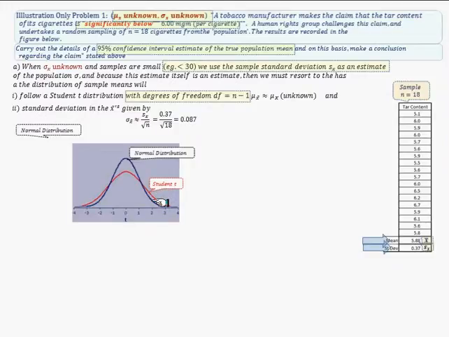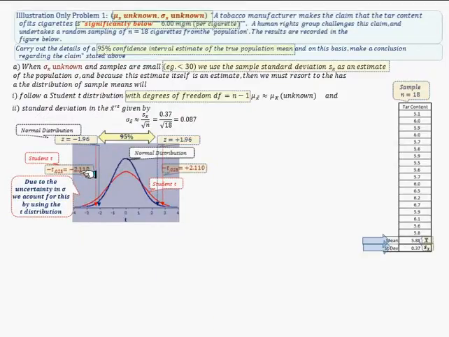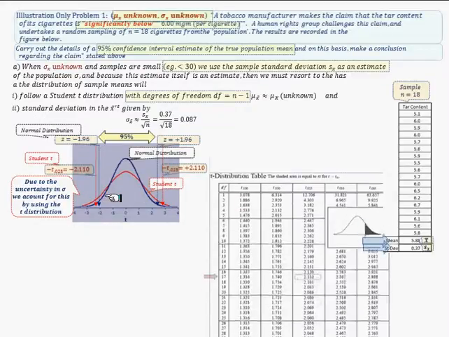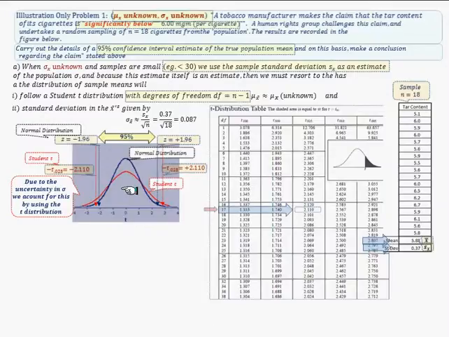When we use our sample standard deviation S as an estimate of sigma, the standard error is more uncertain, and as a result, we have to resort to not a Z critical value here, 1.96, but a student t value of 2.11 to account for the fact there's more uncertainty here. Now that value 2.11 comes from this t-distribution table.